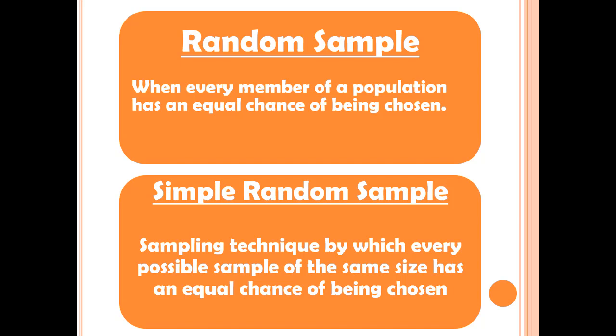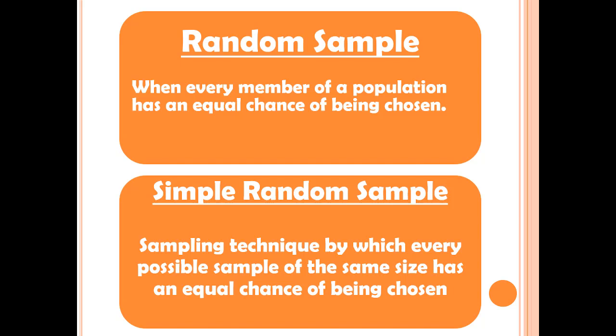They seem very much the same, because in a random sample, every member of the population has an equal chance of being chosen. In a simple random sample, every possible sample of the same size has an equal chance of being chosen. If every sample of the same size has an equal chance of being chosen, then that means that every member of the population has an equal chance of being chosen. So why is a simple random sample any different than a random sample?